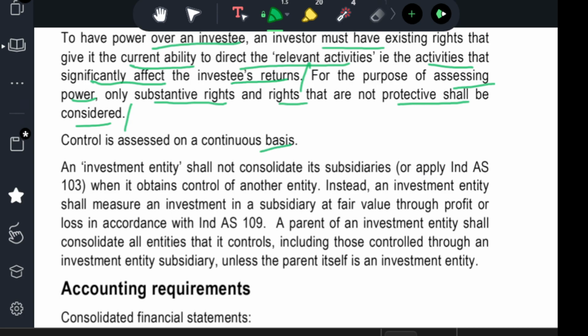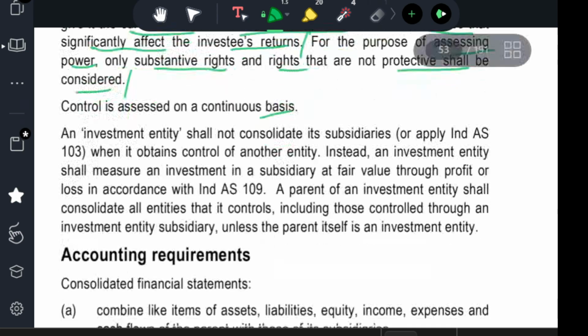Control is always assessed on a continuous basis, not a single-day basis. Power must last for an extensive period, such as 6 months, 12 months, 1 year, 2 years. That kind of control is on a continuous basis.